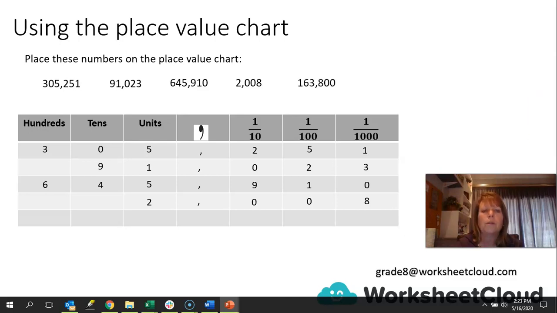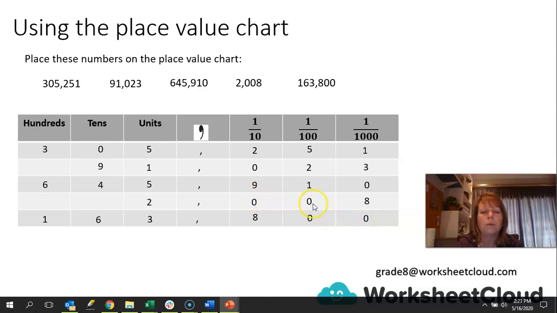The last one is 163,800. So 1 under the hundreds, 6 under the tens, 3 under the units, your decimal comma, 8 under the tenths, and then 0, 0. We can leave those zeros out. Like I said to you before, with this one here, we can leave that 0 out because it's not going to change the value of the number. The same with this. It's not going to change the value of the number.